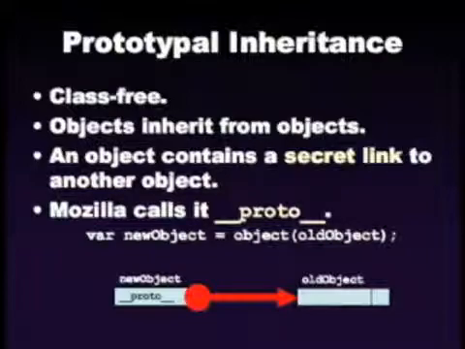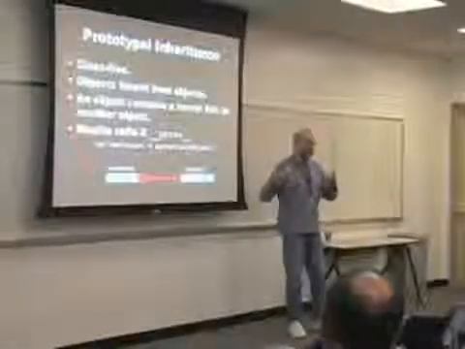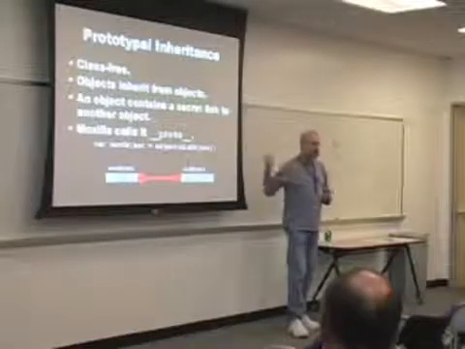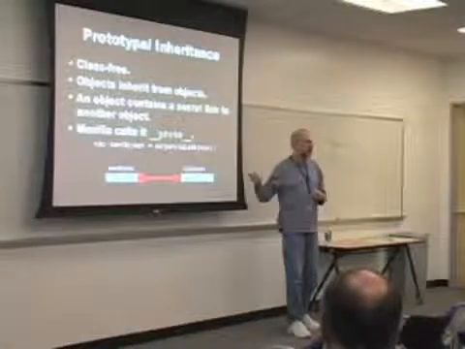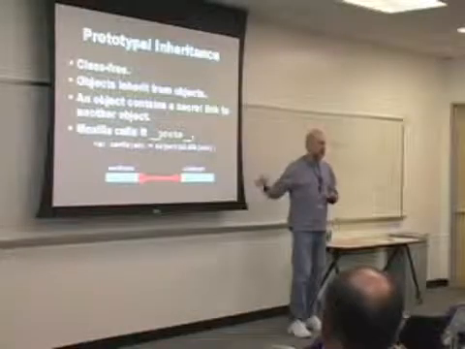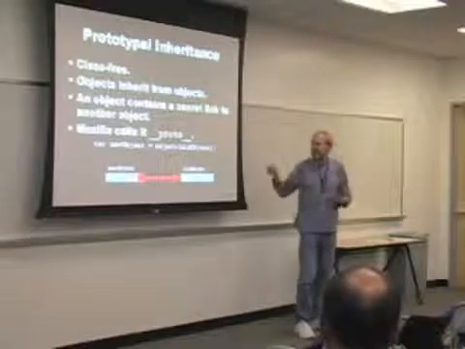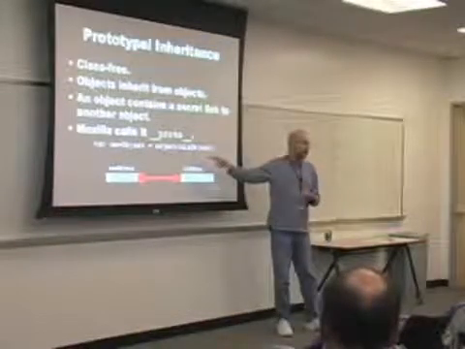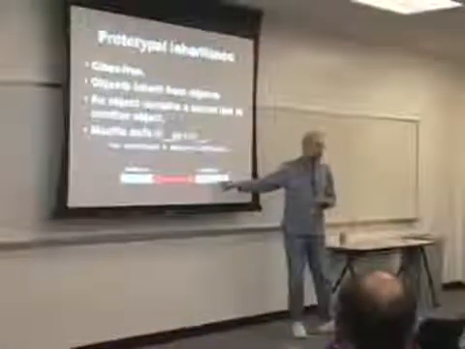The way JavaScript accomplishes this is that every object has a secret link to another object from which it inherits properties. Mozilla gives this secret link a name. They call it __proto__. __proto__ did not get into the language specification and isn't in the other implementations, so I recommend that you not use it because it's not portable. But if you ever do see it and you wonder what is this proto jazz in Mozilla or in Firefox, it is that secret link. It's a link that gets created by the object function when it makes a new object which has a reference to an old object.